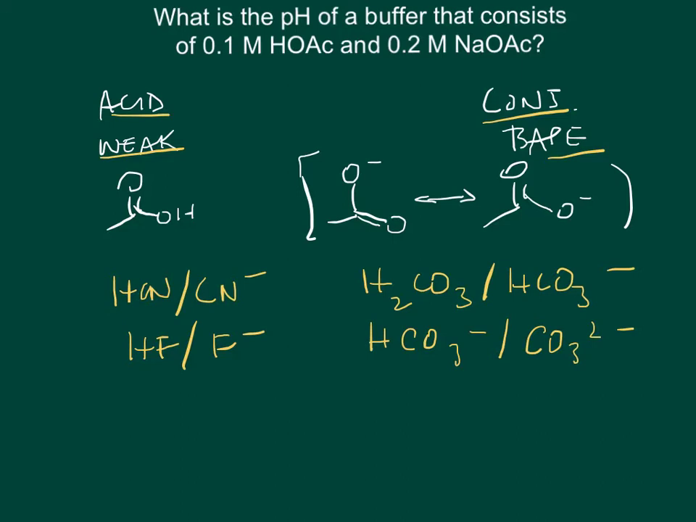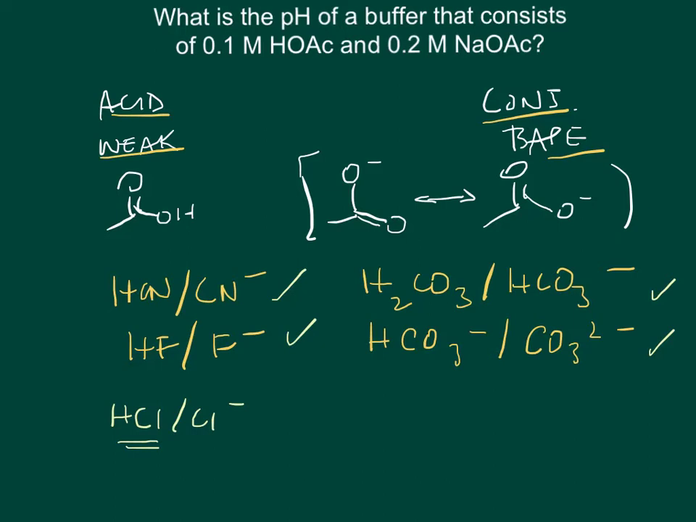But what are some poor choices for buffers? If HCN and cyanide is good, and carbonic acid and bicarbonate is good, and bicarbonate and carbonate are all good, here is a poor choice for a buffer: HCl and chloride ion. It's true that chloride ion is the conjugate base of hydrochloric acid. The problem is that HCl is not weak. It's actually a very strong acid.